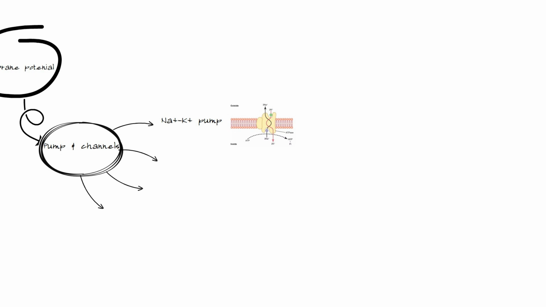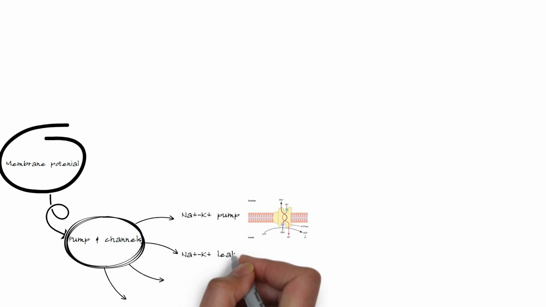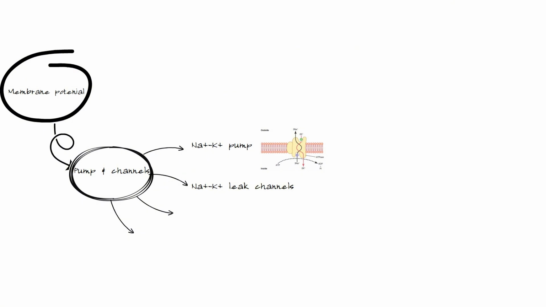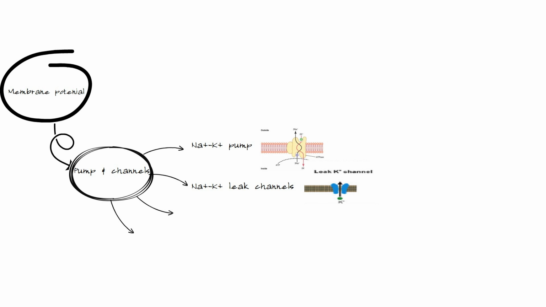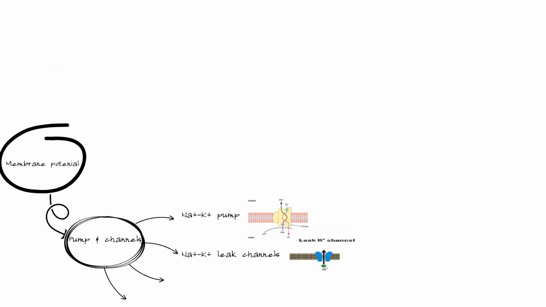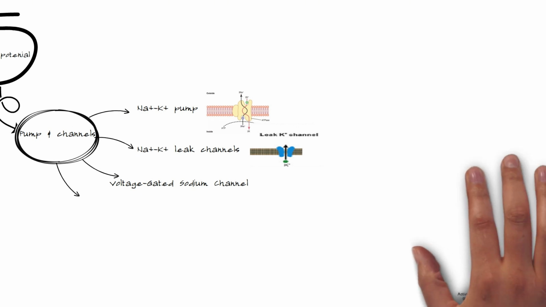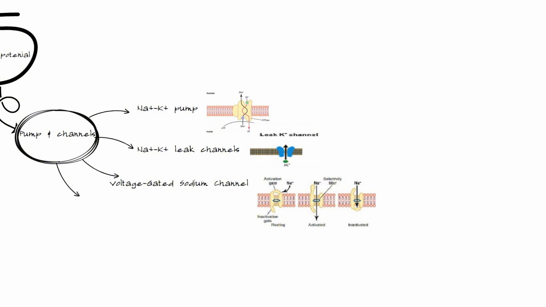Second, the sodium-potassium leaky channel, and it allows the potassium to move outside the cell while the sodium moves inside. However, the potassium permeability is 100 times more than that for the sodium, so it also keeps the inside of the cell negative. And now the voltage-gated channels. The voltage-gated sodium channel has two gates, an outer activating gate and an inner inactivation gate, and it is present in 3 states.